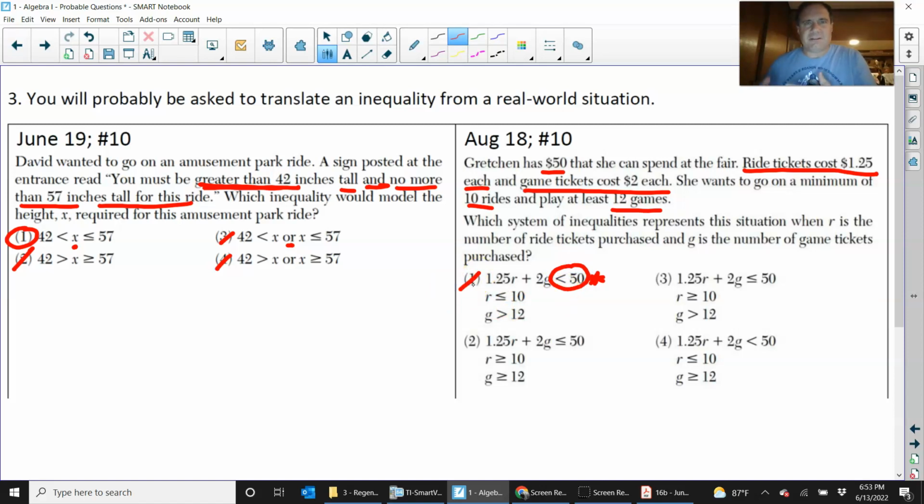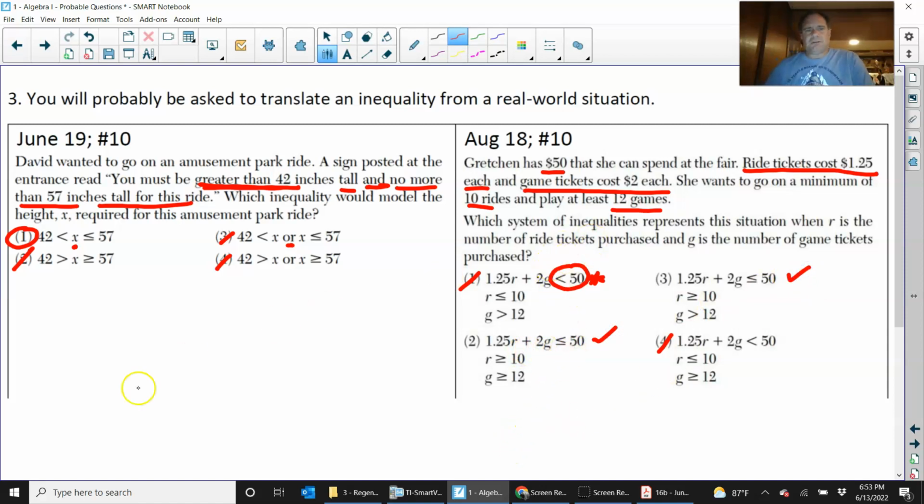So it has to be less than or equal to, because it could be equal. She spends all her money. So I'm going to cancel out 4 as well. Then I have $1.25R plus 2G is less than or equal to 50 for this one. And I have this for this one.